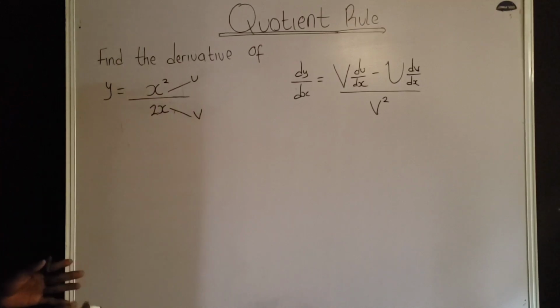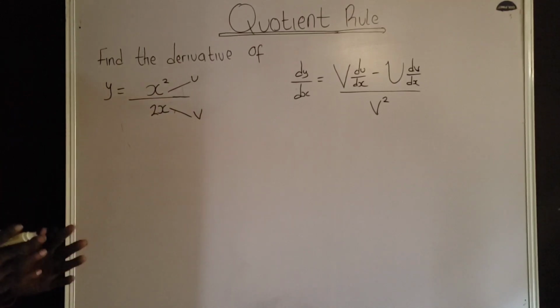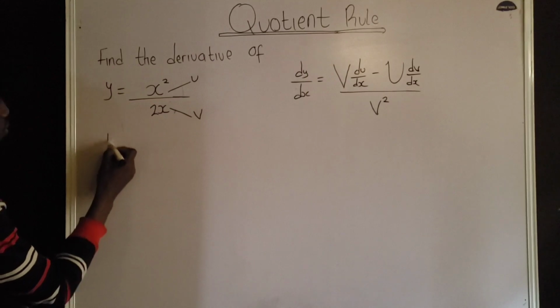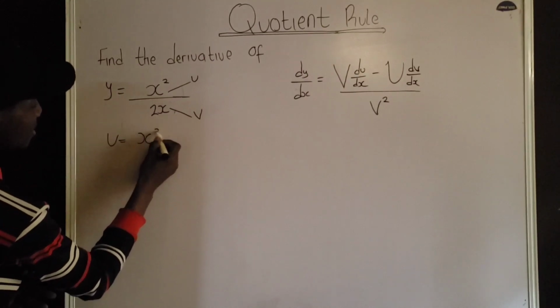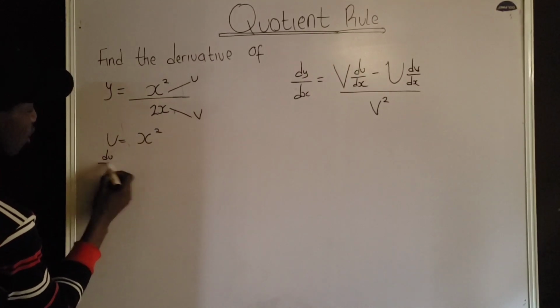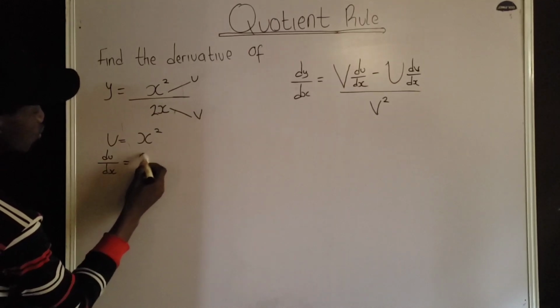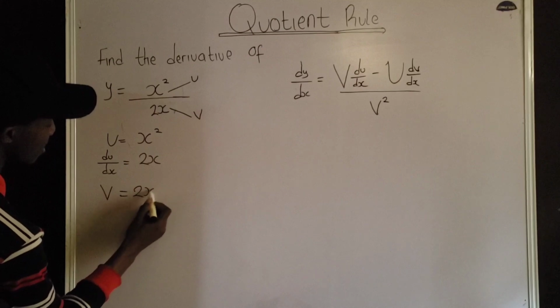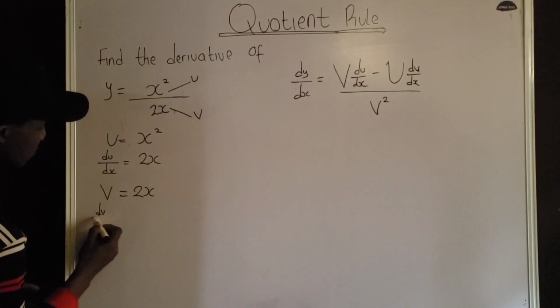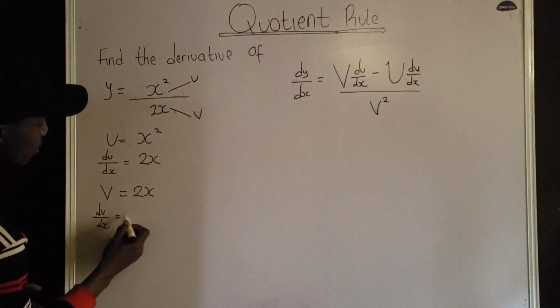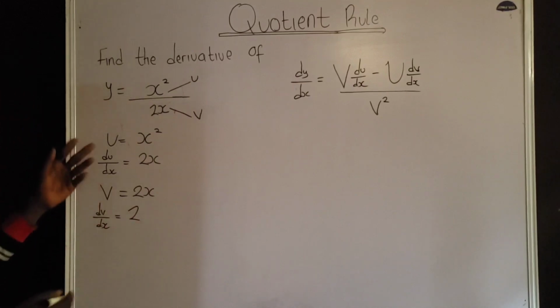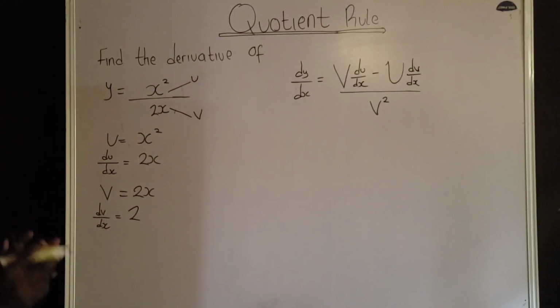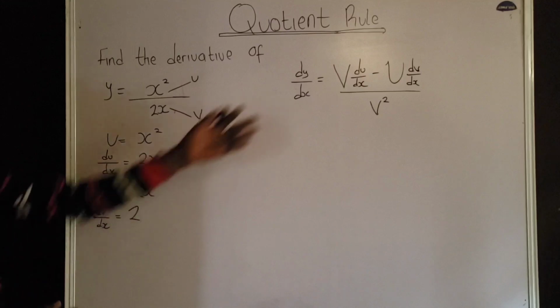So after that, the next step is to take the derivative of the numerator and the denominator. So I'm going to have u is equals to x squared. The derivative of u, which is du all over dx, is equals to 2x. Then v is equals to 2x. The derivative of v, which is what? dv all over dx, using the power rule, is 2. Okay, I have taken the derivative of u and v. The next step is to substitute all these parameters into this formula.